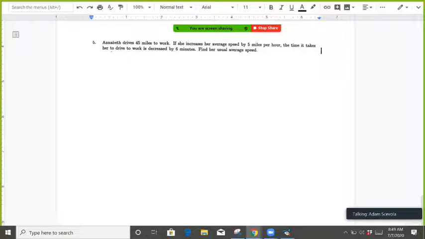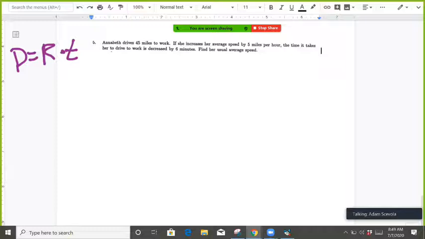Okay, so this is a related rates problem where we're trying to relate two rates. So distance is equal to rate times time. So rate is equal to distance over time. Alright, so distance equals rate times time. So we're going to use that relationship to come up with two different equations. Alright, that's the first thing I noticed.